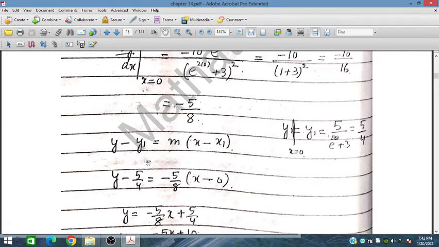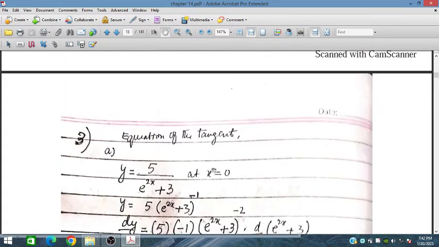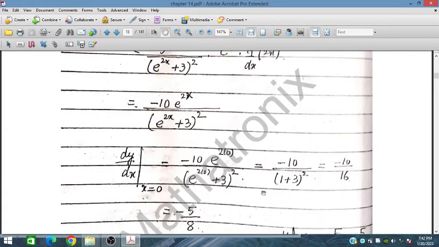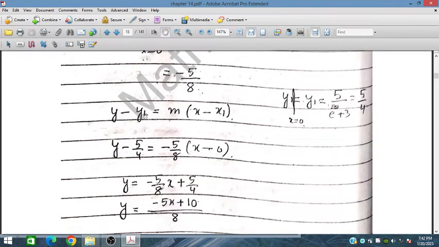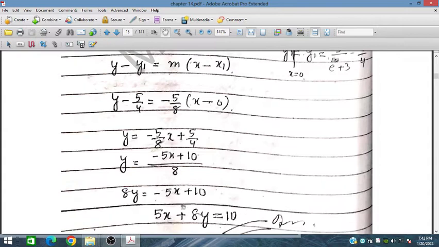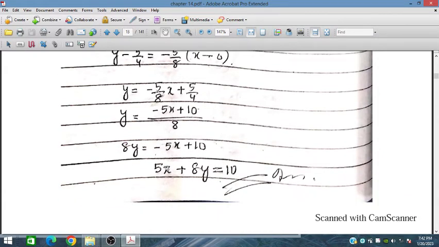So this is the line equation, and this x1 is 0. X is equal to 0, so x1 is 0 and y1 is this one. At x is equal to 0, the dy by dx value is the slope, minus 5 upon 8 is here, and in this way we have obtained this equation. So this line equation is basically the tangent line. That tangent is a line on this curve.